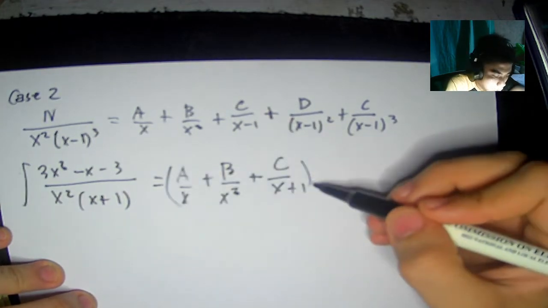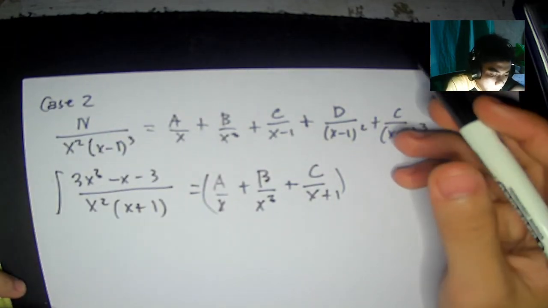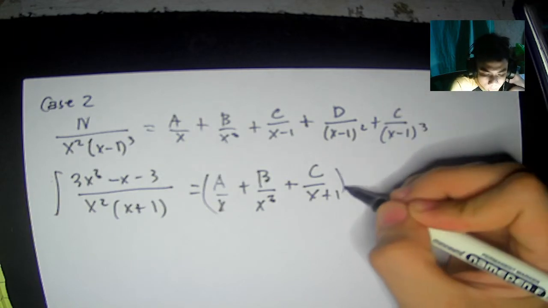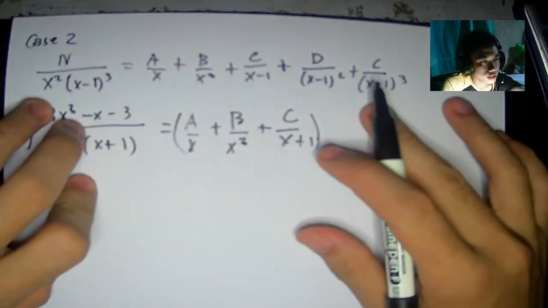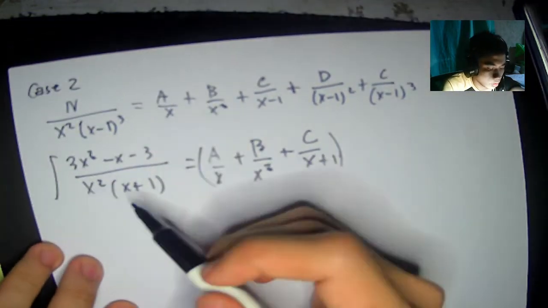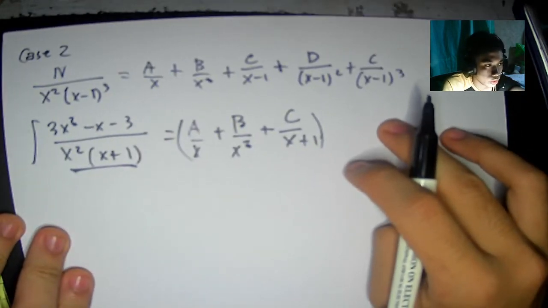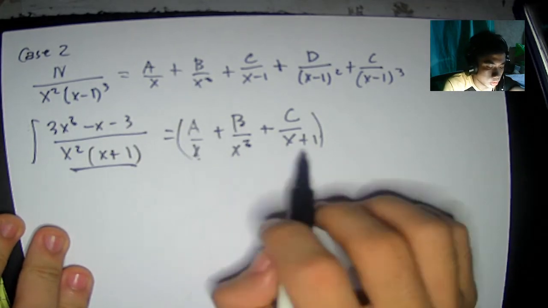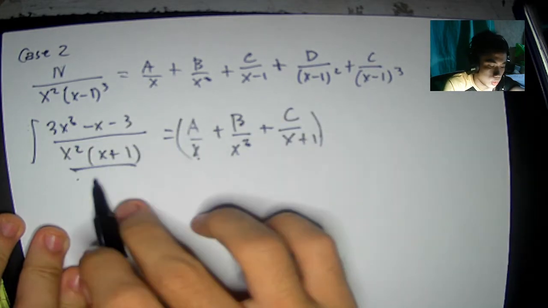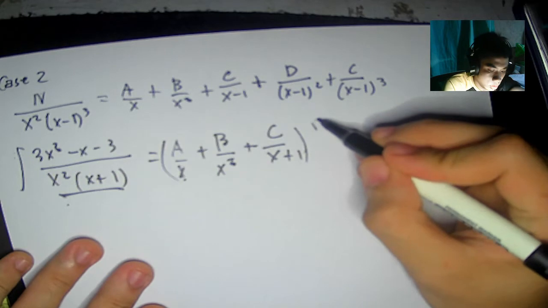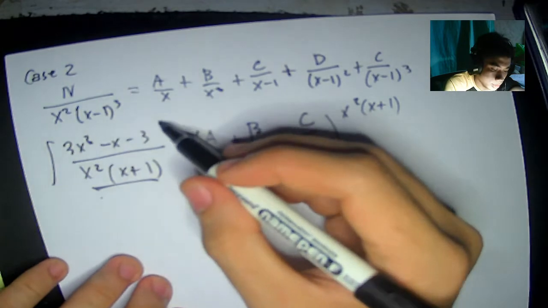In this case, what we can do is use this technique, one of the most common techniques used as far as I can see from the internet. Do you have a clue what you can do here? This is a factor for this. So what do we do? We multiply this by x squared times x plus 1, same as here.